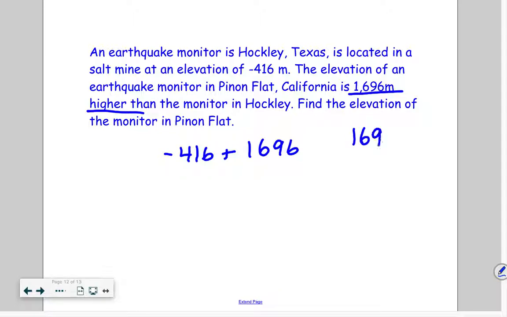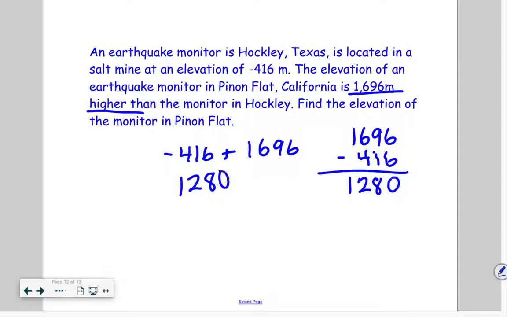Other way, bigger number first, -416. 6 minus 6, everybody. 9 minus 1. 6 minus 4. And 1 minus nothing? So there is a difference of 1,280. What is our label? Meters. 1,280 meters is our answer.